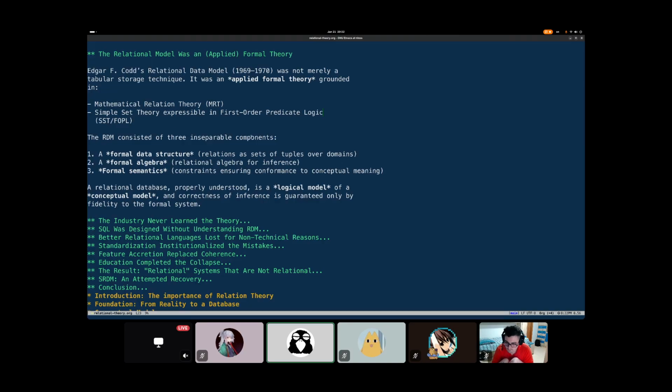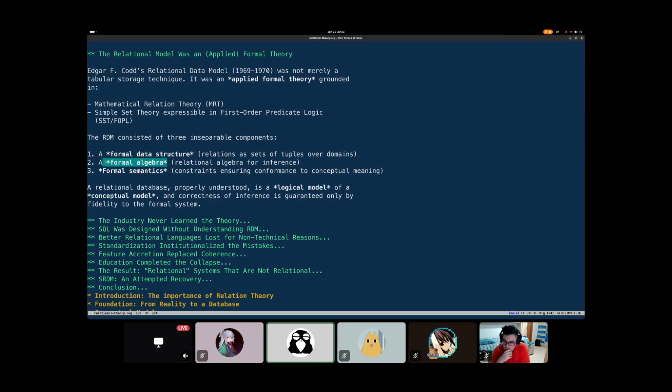So the RDM basically tried to provide three components. First is the formal data structure. Notice, this has nothing to do with how the data gets stored on the disk. When I say data structure, I mean how to organize logically the facts that you have in the world. And using relations as sets of tuples over domains is a good way to do it because you can analyze anything in the world and then compose a very simple object out of that and manipulate that as an element of a set.